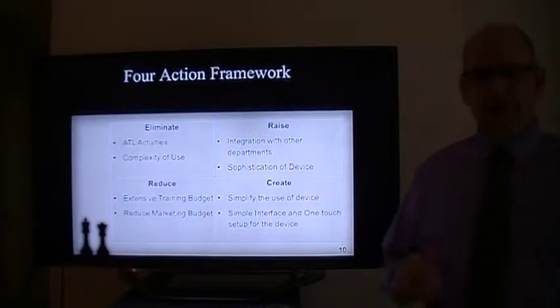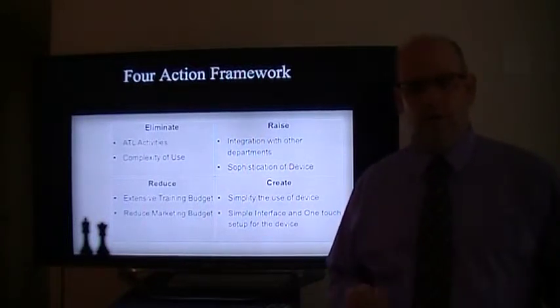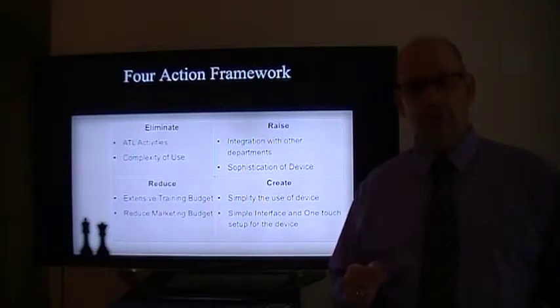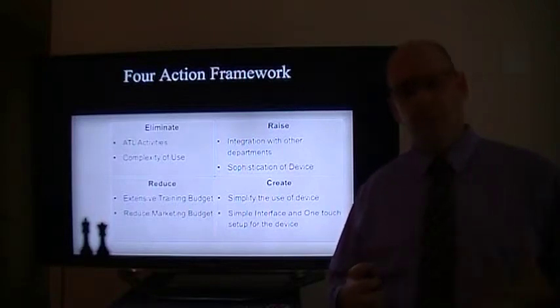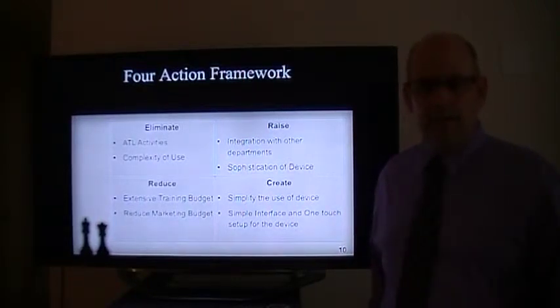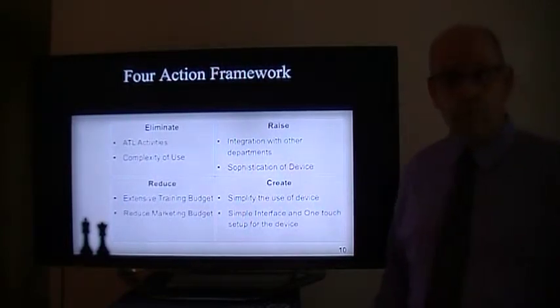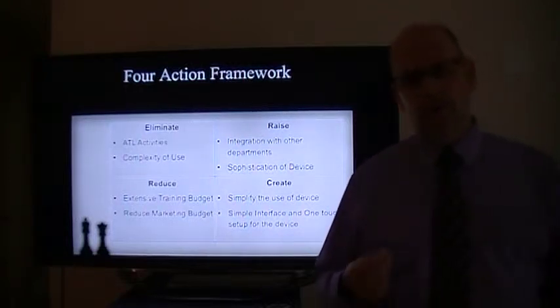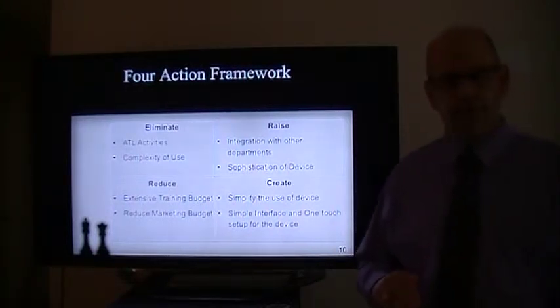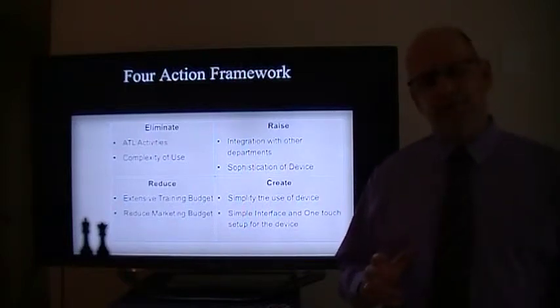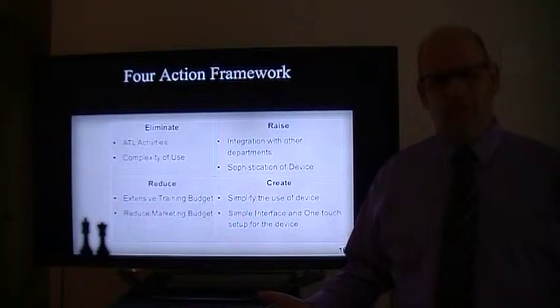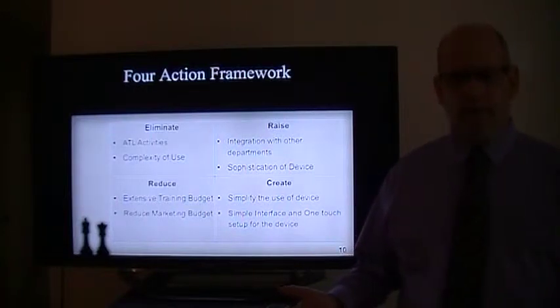Furthermore, these traits were eliminated from the strategy. Not only this, but in the ERRC framework, training costs were reduced due to the simplicity of the design of the device, along with the marketing budget. The sophistication and the capabilities of this device were raised, if you will, to ensure maximum value of the delivery channel for its customers. Lastly, the use of this device was made simple, along with the one-touch button setup and callback feature.